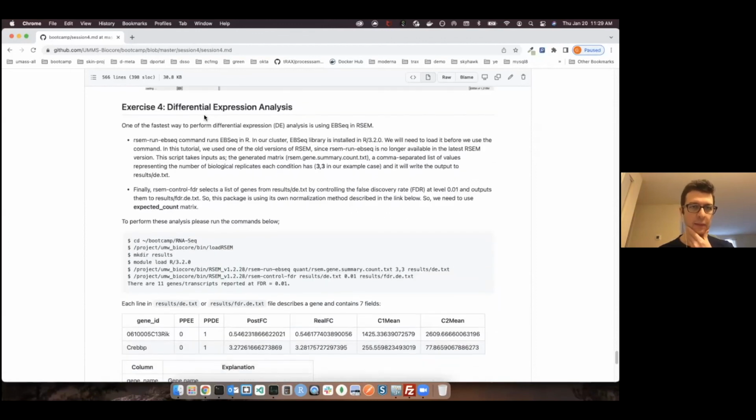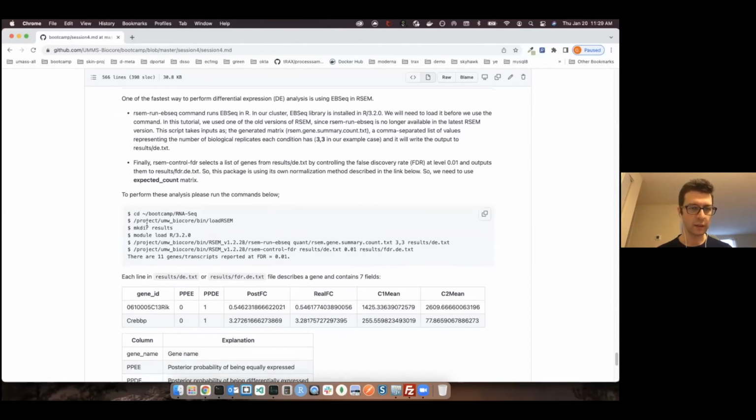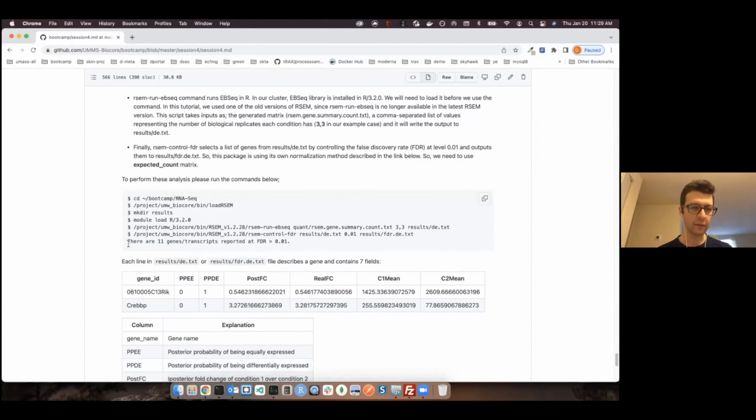After that part, we will have this differential expression analysis. For that one, we will use EBSeq in RSEM. It's an easy way to do a differential expression analysis. If you execute these commands, it will create this differentially expressed gene file for us. And for this exercise, it just showed that 11 genes and transcripts were reported as differentially expressed.